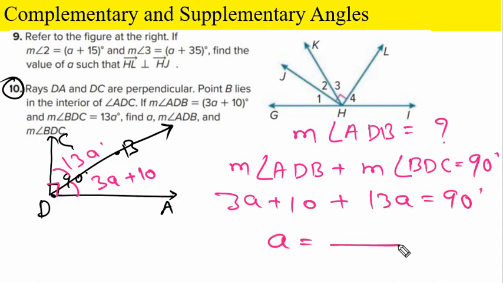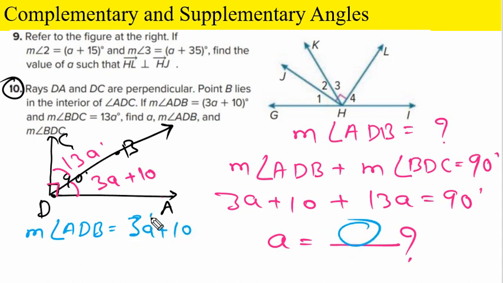Solve this, you will get the a value, and now what you have to do is, it is asking for angle ADB, which is 3a plus 10. So whatever value you get here, substitute it in this, and you will get your answer. The other will be 90 minus whatever you get here. So that's it for this video, and I hope you understood. Good luck.